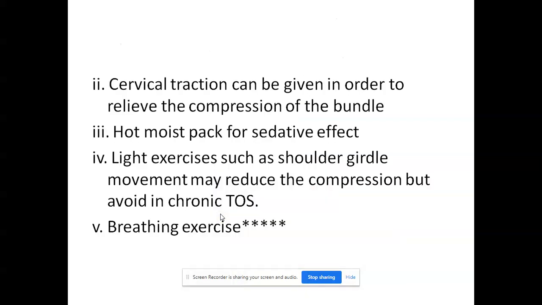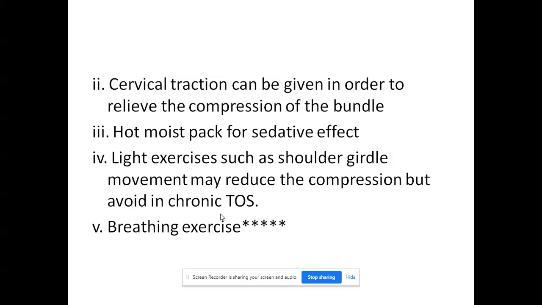Coming to the second part of the controlling stage, cervical traction can be given in order to relieve the compression of the bundle. Hot moist pack can be used to achieve the sedative effect. Light exercises of shoulder girdle and cervical movement can be performed, but definitely avoided when it is chronic TOS. Breathing exercises, relaxed breathing exercises, definitely help in relaxation of the scalene muscle.